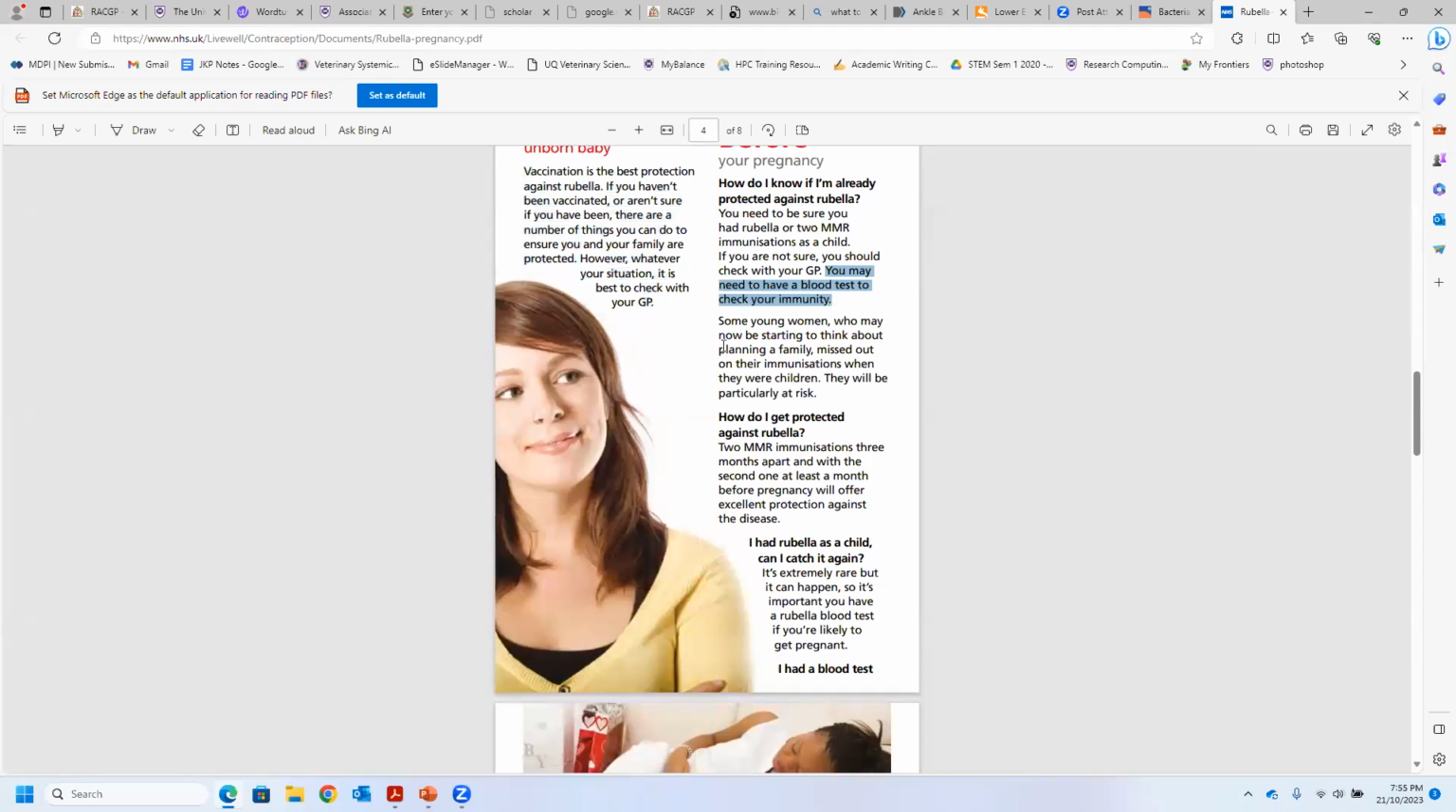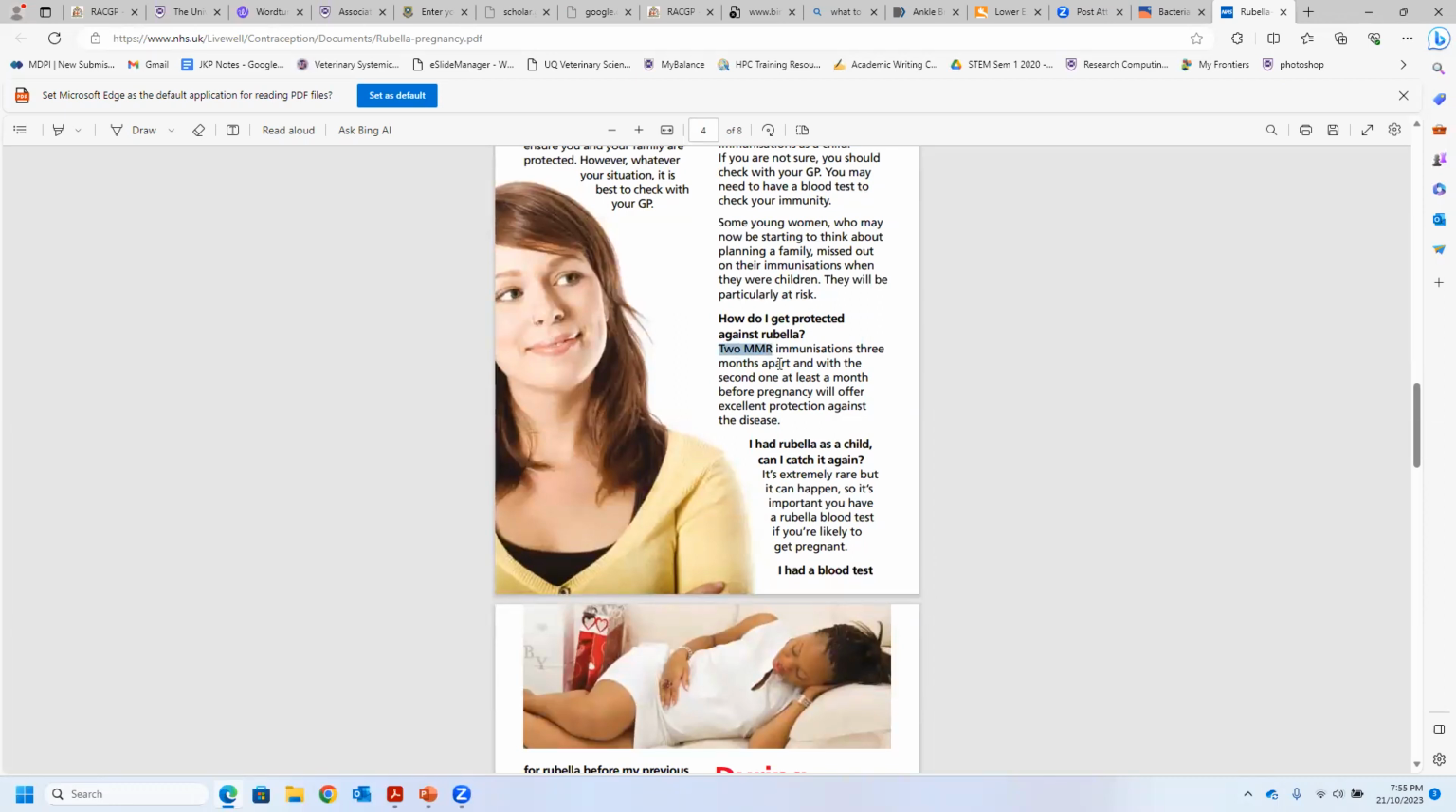Some young women who may not think about planning a pregnancy missed out their immunization when they were a child. They are particularly at risk. So if they don't remember, sometimes they ask in the exam as well, that the person doesn't remember if she has been vaccinated against rubella or if she had rubella in the past. The best thing is that if she is planning for pregnancy, vaccinate her and ask her not to start planning the pregnancy at least 3 months later.